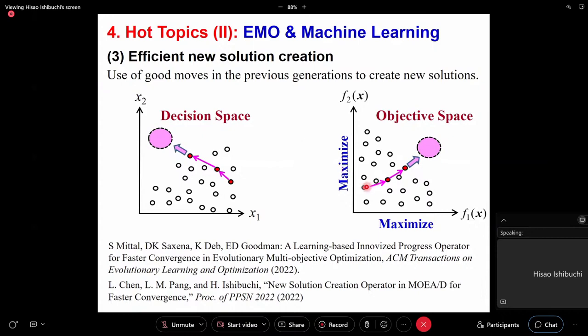When we have these three red solutions in the objective space, it is very likely that in the future we will have a solution in the pink region. If we examine these three solutions in the decision space, if the three solutions look like this, it is a good idea to generate a new solution in this pink region in the decision space. This is the idea of efficient new solution creation based on stored solutions.